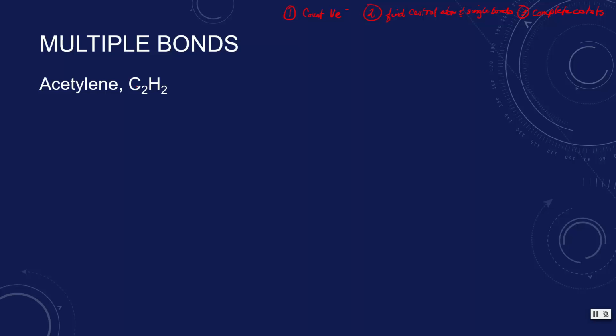Number 1, count the valence electrons. I'm going to fly through this part because you need to use your periodic table. Each carbon has 4 valence electrons. Each hydrogen has 1. So we have 10 valence electrons. Now we're going to string the carbons together. They're kind of co-central atoms, and we're going to put the hydrogens off them. Why are we doing that? Because hydrogens cannot do more than 1 bond. That was rule 1 and rule 2, and now I'm going to complete my octets.